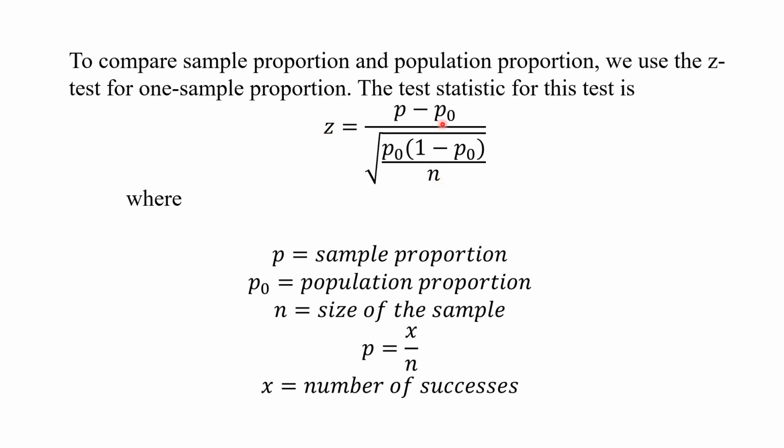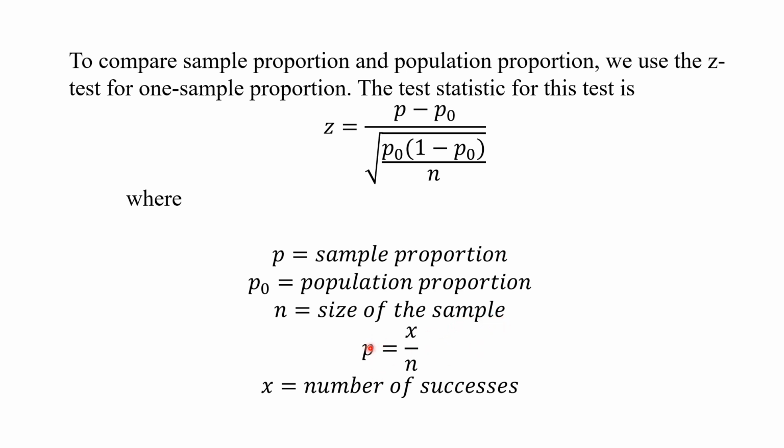Okay, so we use this formula of z is equal to p minus p sub 0 all over square root of p sub 0 times the quantity of 1 minus p sub 0 over n. Okay, so yung p dyan, that is the sample proportion. Then p sub 0, so kapag merong 0, that is the population proportion. Then n, that is the sample size.